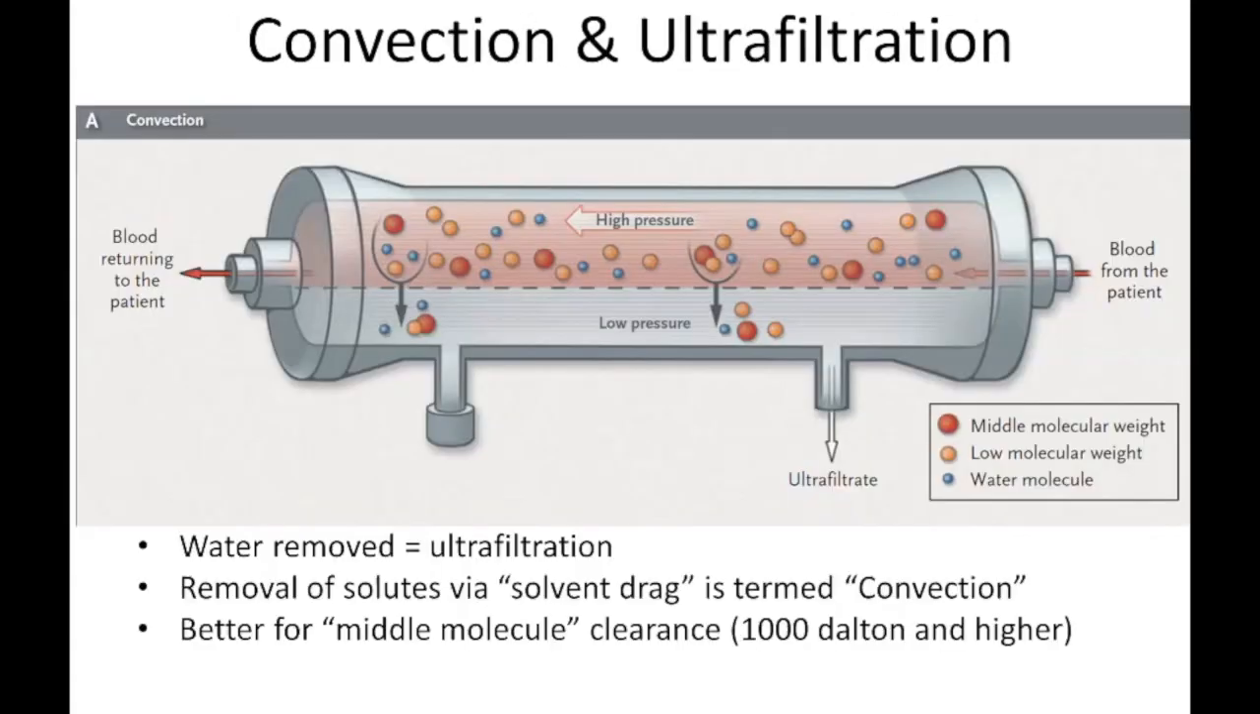So this is just a cartoon to show the rough idea around so-called convective or ultrafiltration clearance. And basically in this situation, blood's coming in one side of this filter. And in a dialysis situation, we would have dialysate running counter current to that, and solutes would move down their concentration gradient. But in this situation, all we're actually doing is applying a pressure gradient down here, high pressure blood, low pressure in the remainder of the cartridge.